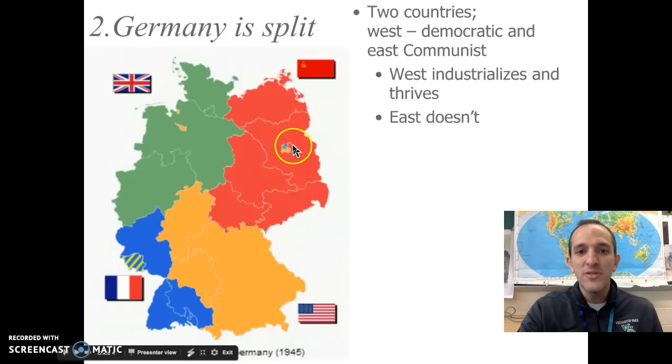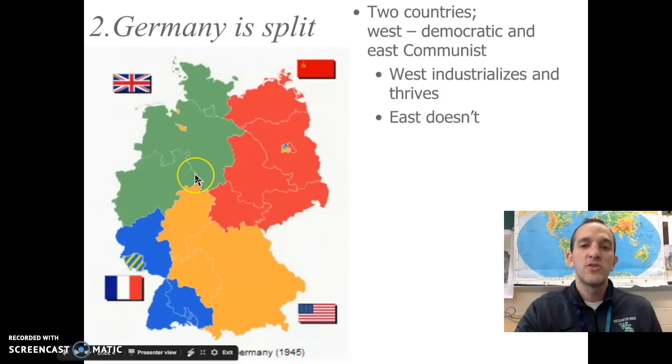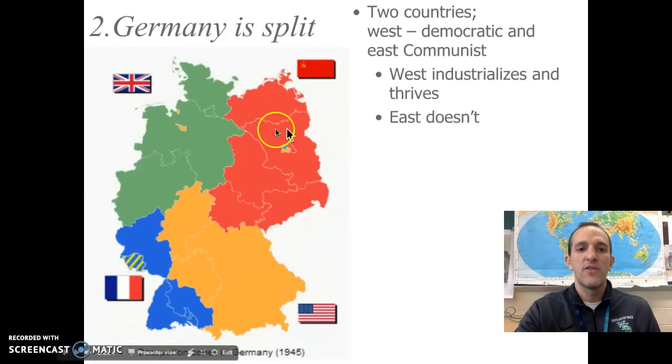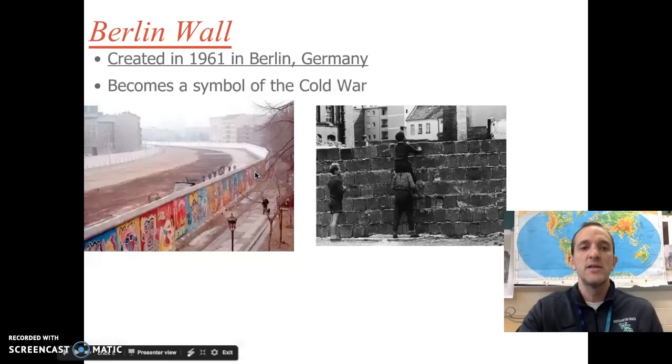And this capital city, which is right here, check it out, this little piece right here is the capital city, which is called Berlin. Berlin is also going to be split into two, between the western half and the eastern half. The western half, just a little preview, is going to thrive. It's going to be industrialized. It's going to be in good shape. And the eastern half is going to kind of remain behind. But there's going to be two parts to this.